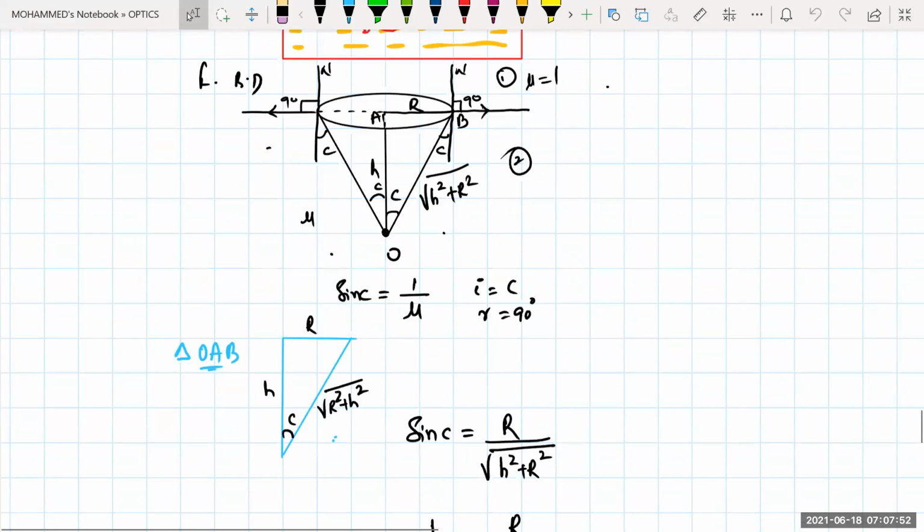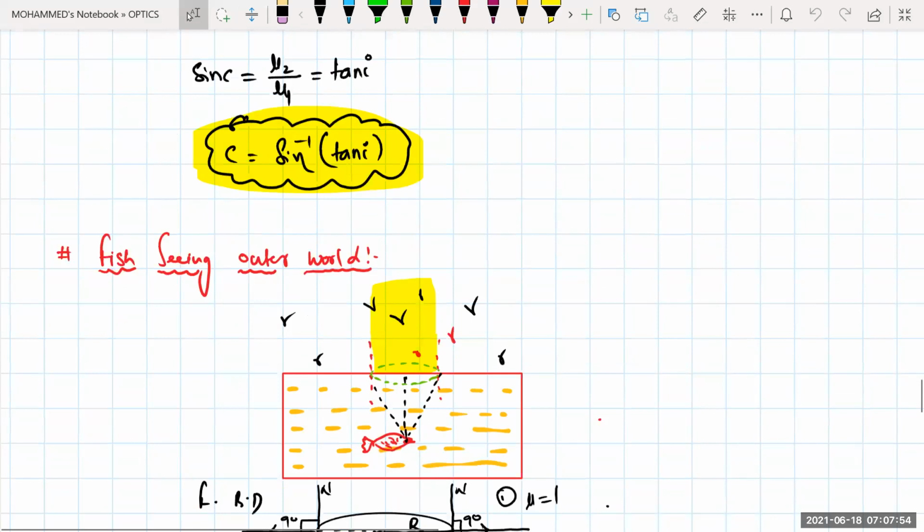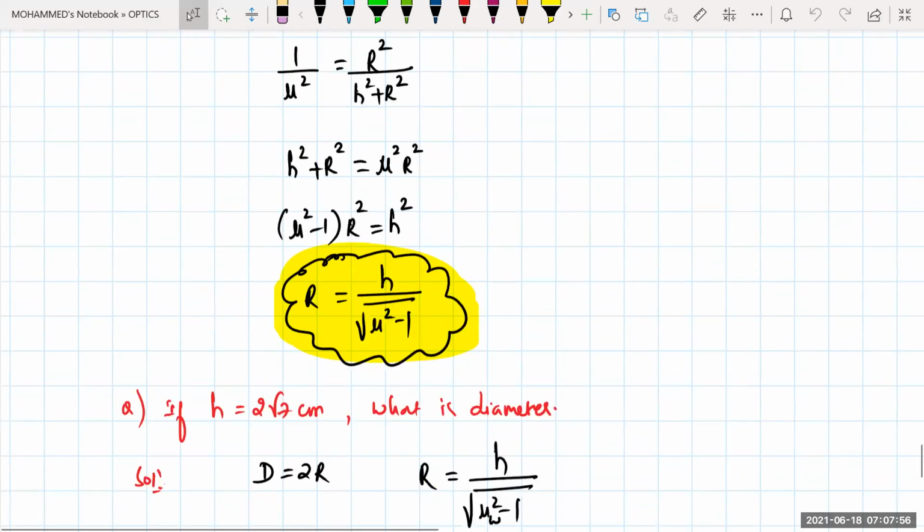So we have done up to the critical angle and the fish seeing the outer world.